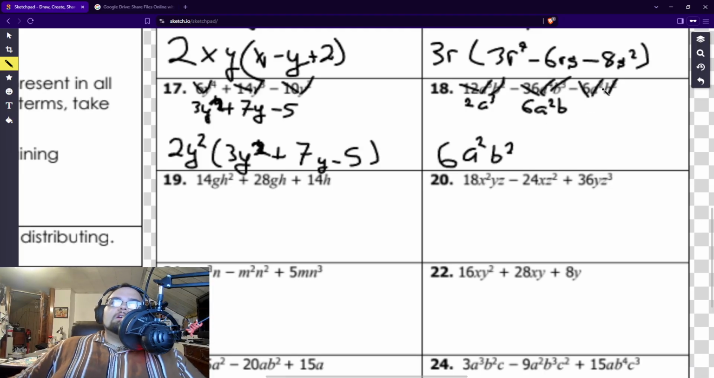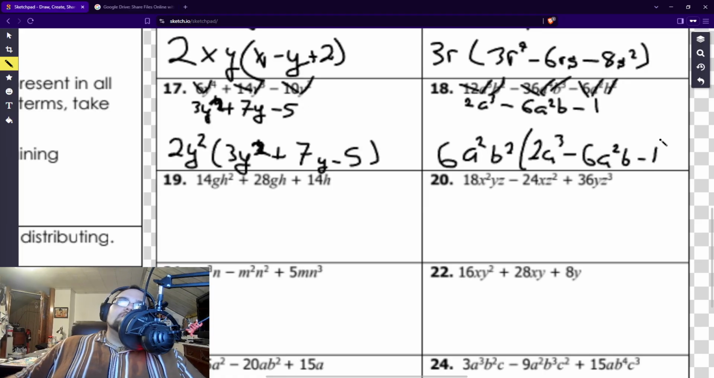Everything's gone here. Huh. Well, in the case where everything disappears and is gone, we're going to just put 1. Okay? Because 6 divided by 6, 1. A squared divided by a squared, 1. B squared divided by b squared, 1. 1 times 1 times 1, 1. Minus minus, then I can bring this down to a cubed minus 6a squared b minus 1.